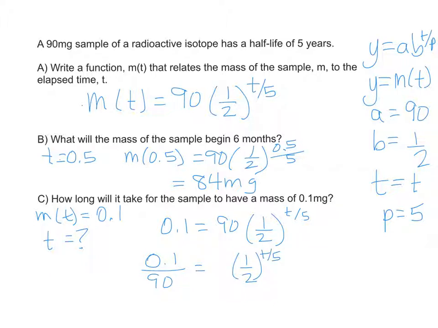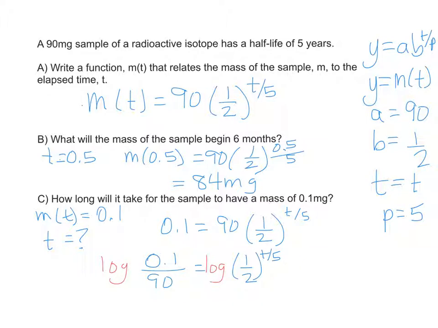And then, because we're trying to solve an exponential equation, we could either get a common base, which I don't think is going to happen, or we could use logs. So I'm going to take logs of both sides. And then once I do that, this exponent can come down as a coefficient. So it would be log of 0.1 over 90 equals T over 5 log 1/2.